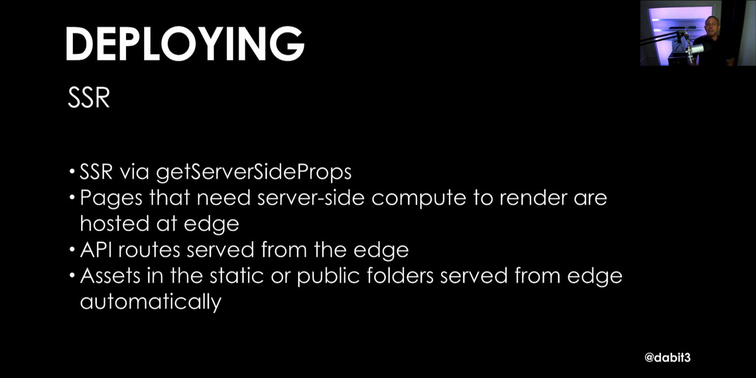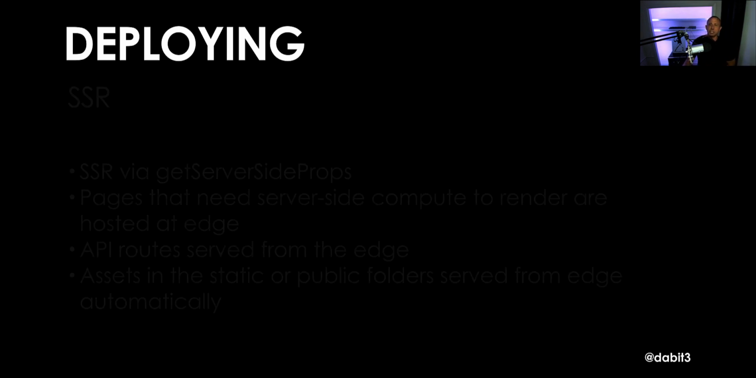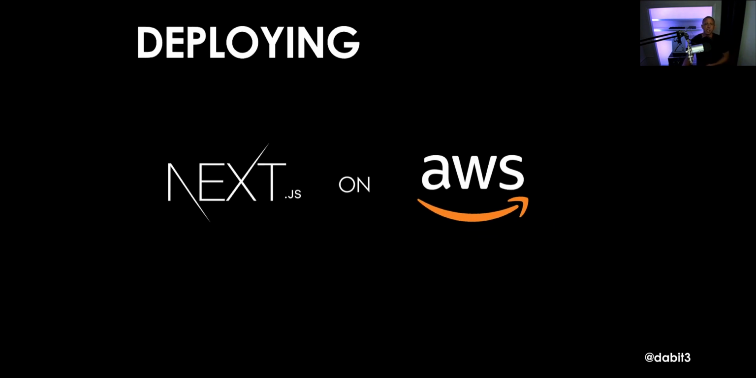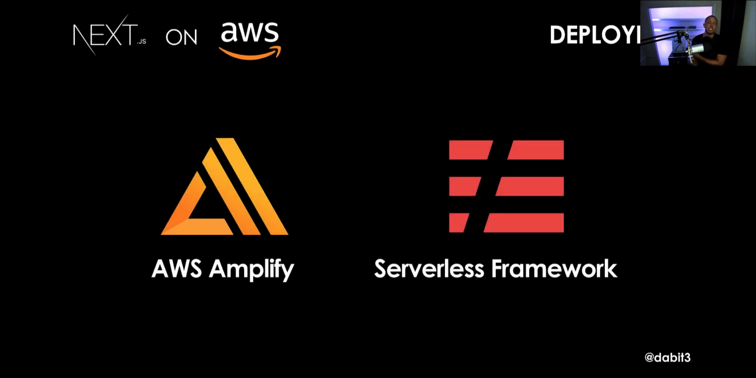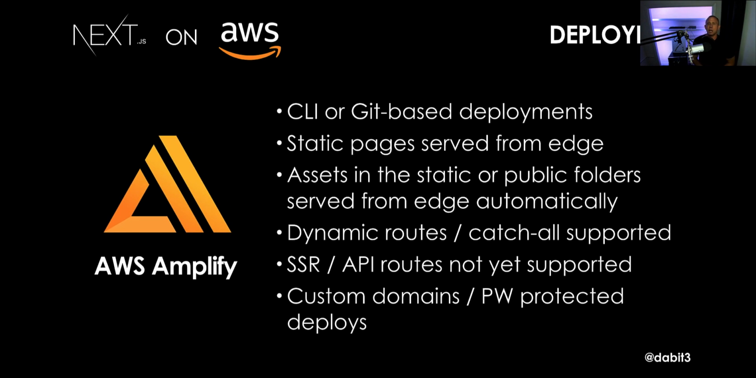So we want to be able to have access to things like getServerSideProps. We want our API routes. We probably want our API routes to also be served from the edge. And pages that do need server-side compute to render, we also want those hosted at the edge. So how can we accomplish all this and do so using AWS? I'm going to show you a couple of different ways to host a Next app on AWS. First of all, we're going to look at AWS Amplify.